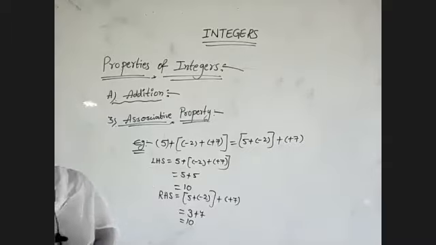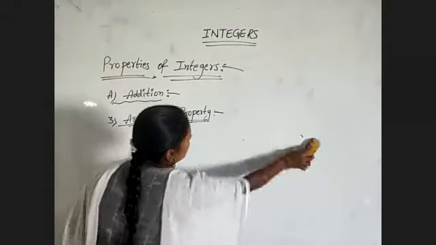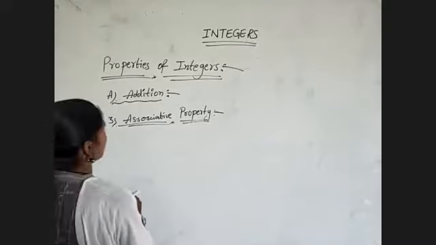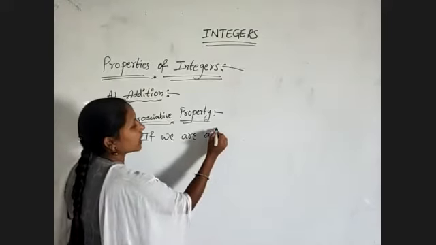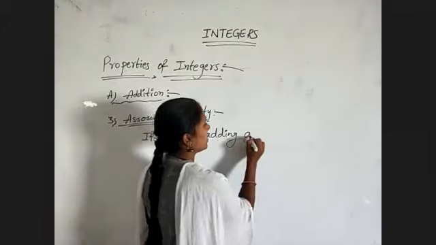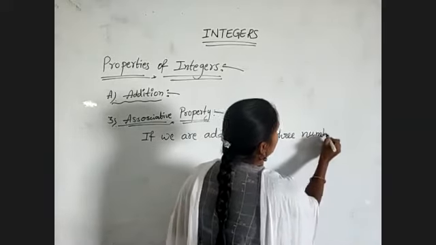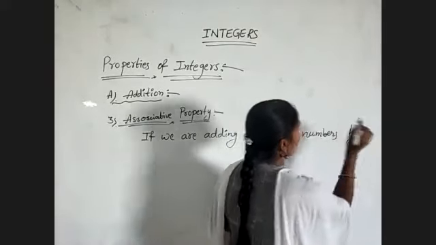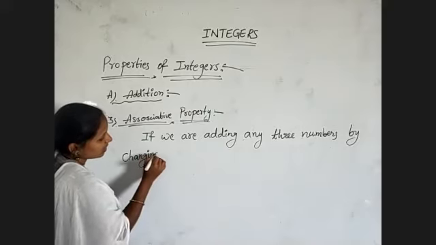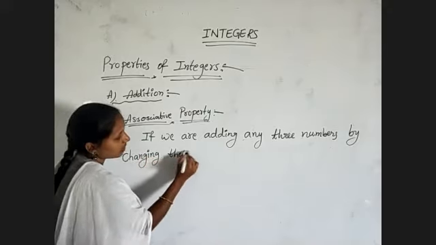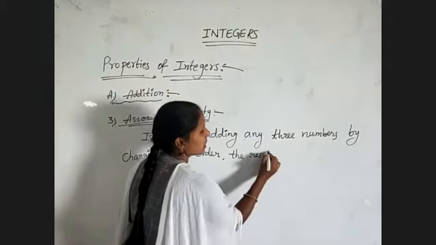So now the statement was: if we are adding any 3 numbers by changing their order, the result will remain the same, otherwise the result will not change.